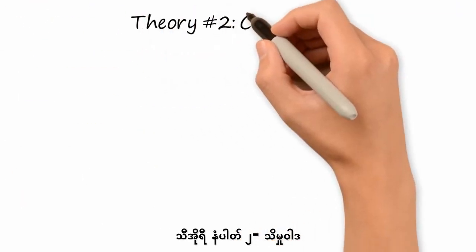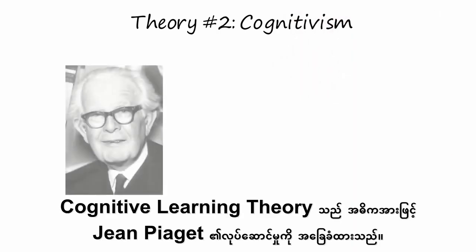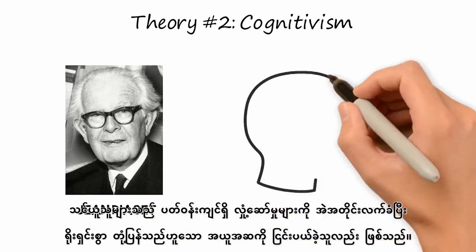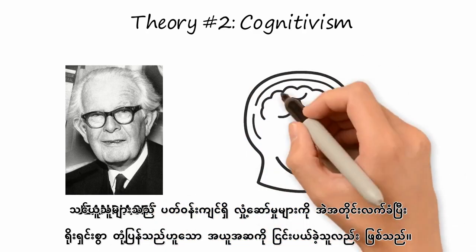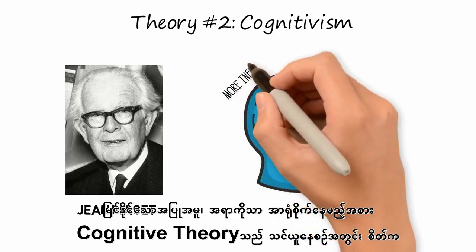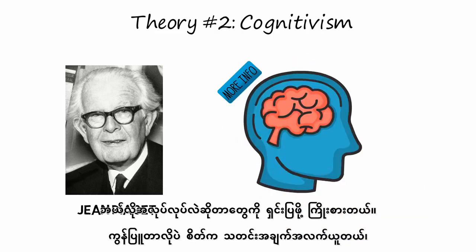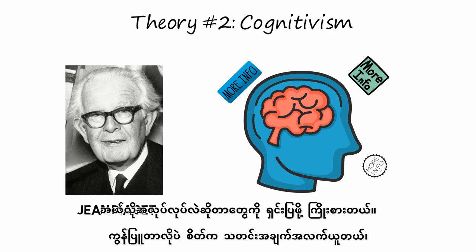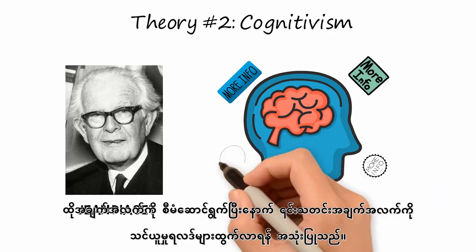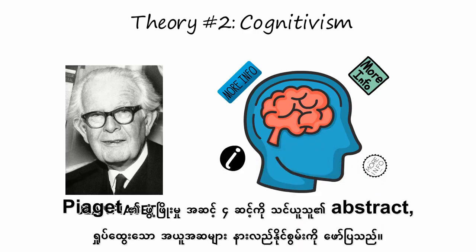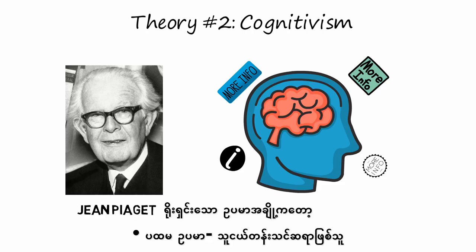Theory number 2. Cognitivism. Cognitive learning theory is largely based on the work of Jean Piaget, who rejected the idea that learners are passive and simply react to stimuli in the environment. Instead of focusing solely on observable behavior, cognitive theory seeks to explain how the mind works during the learning process. Like a computer, the mind takes in information, processes that information, then uses that information to produce learning outcomes. Piaget's 4 stages of development indicate the learner's ability to understand abstract, complex concepts.